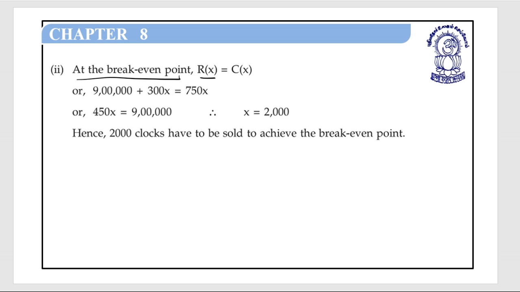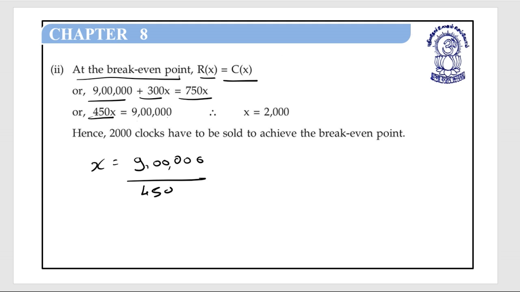At the break-even point, R of x is equal to C of x. 9 lakh plus 300x is equal to 750x. 750 minus 300, 450x is equal to 9 lakh. So x is equal to 9 lakh by 450. Zeros cancel. 45, 2 is 90, so 2000. X is equal to 2000. Hence 2000 clocks have to be sold to achieve the break-even point.